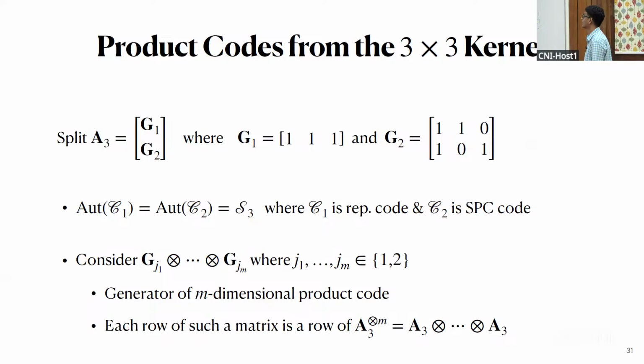Okay. Now I construct products, m-dimensional product codes. How do I do it? I take GJ1, Kronecker, GJ2, so on, m times, and each of these is either G1 or G2. So I restrict myself to either repetition code or single parity check code, take their products to get an m-dimensional product code. And this is a generator, and it's not very hard to check that the rows of all these generator matrices are rows of A3 Kronecker power m. So I'm just choosing rows from A3 Kronecker power m to basically construct this generator matrix of a product code.